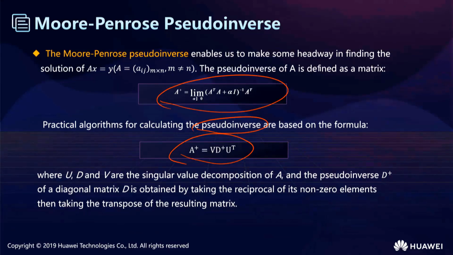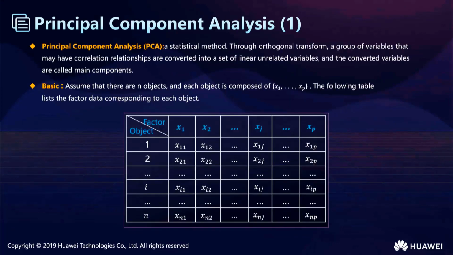Okay, let's introduce a useful algorithm called principal component analysis. Principal component analysis takes a set of possibly correlated variables, and we do an orthogonal transform on the group of variables, and then we get the linearly uncorrelated principal components. It uses fewer uncorrelated orthogonal variables to replace all the original variables, and we also save most of the information of the original matrix. Let's see an example.